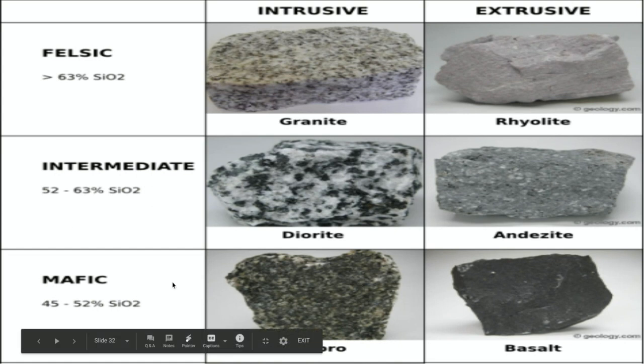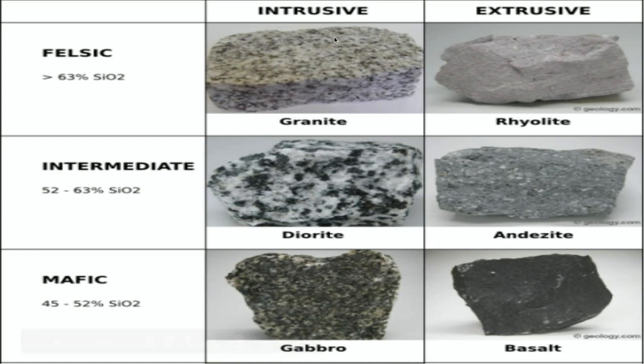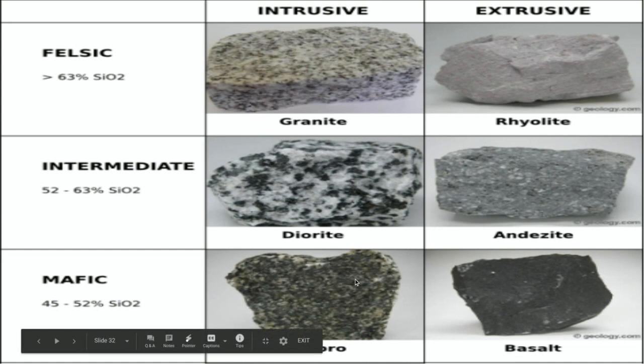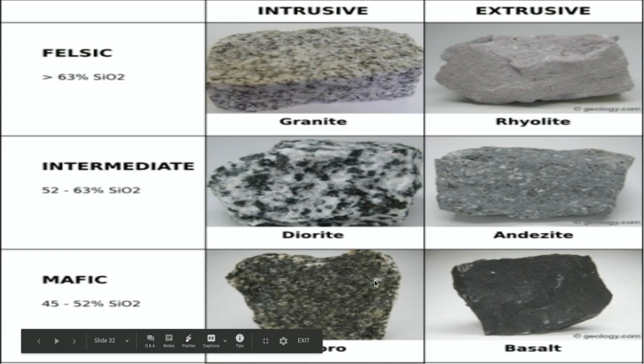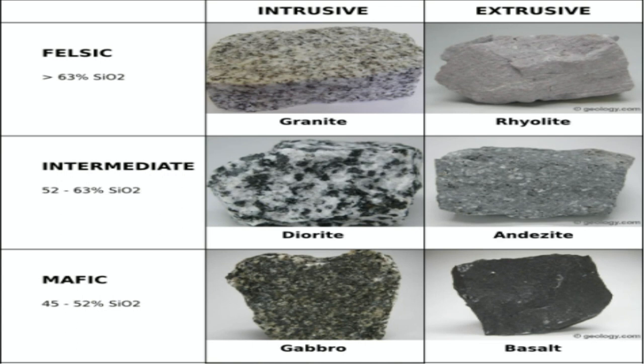The bottom left corner, here we have an intrusive mafic igneous rock or intrusive basaltic igneous rock. Good mineral texture, coarse texture, but also very dark colored because it's mafic. Low silicates, high metals. Gabbro and basalt would be the same rock, except they were formed in different locations, and so they have different textures.